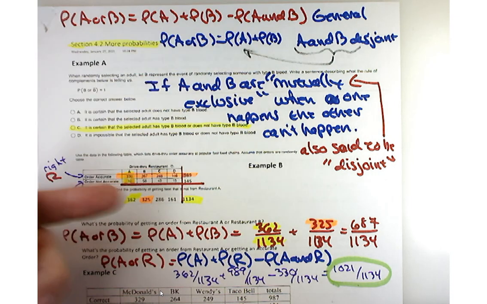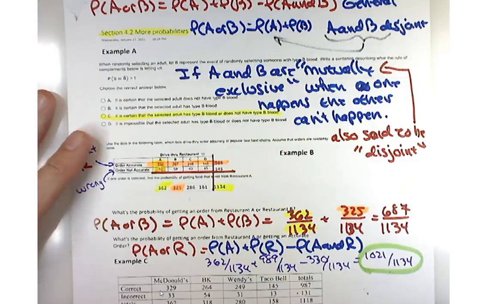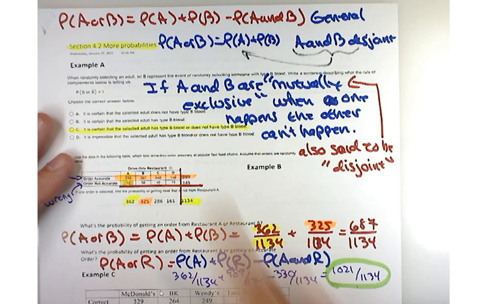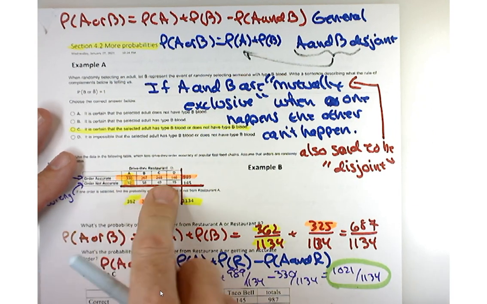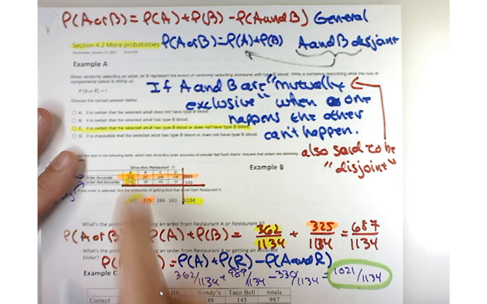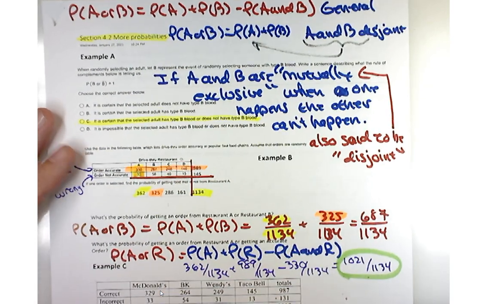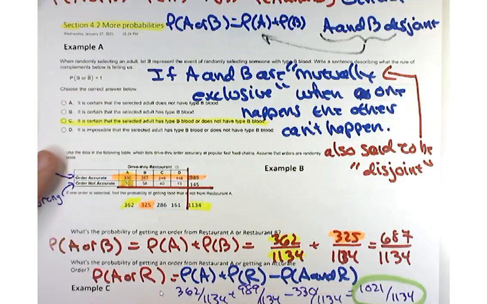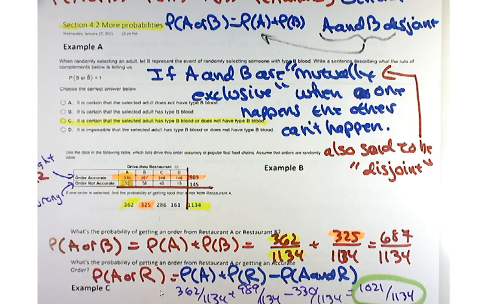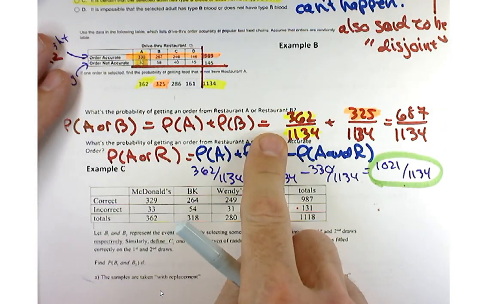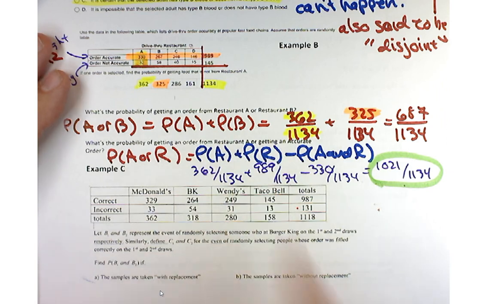So that's the special addition rule. So that's really what we were using in the first case, because in the first case, A and B were mutually exclusive. You can't order from restaurant A and order from restaurant B at the same time. So those are mutually exclusive. That's why we're able to get away with this. Here, you had to account for that double counting.